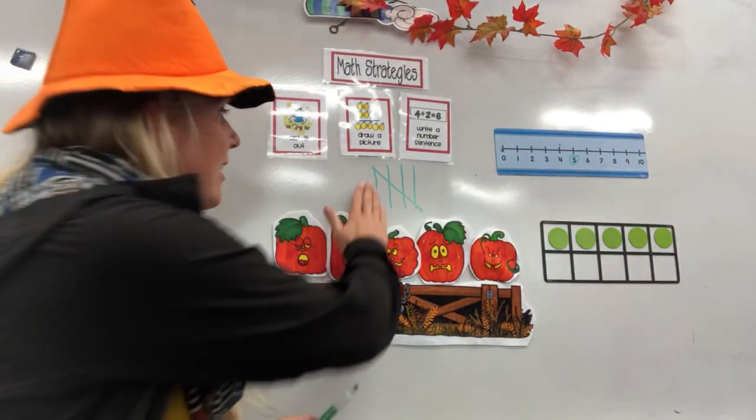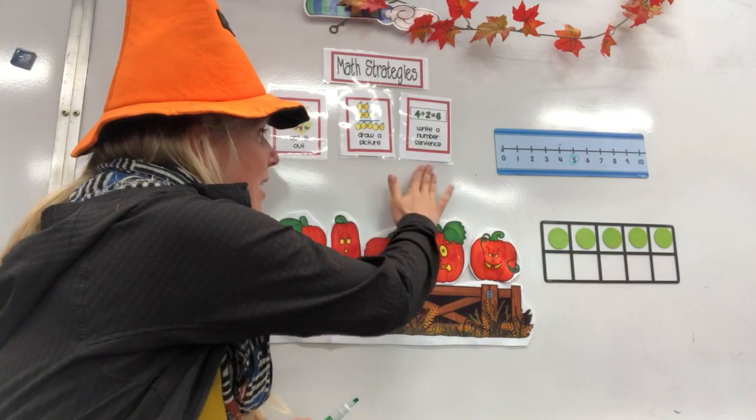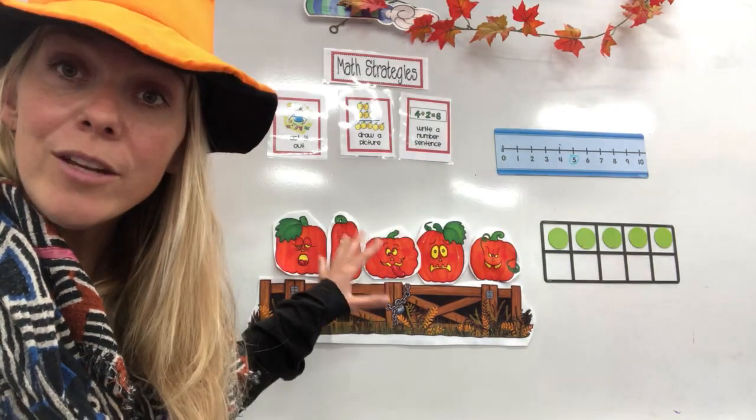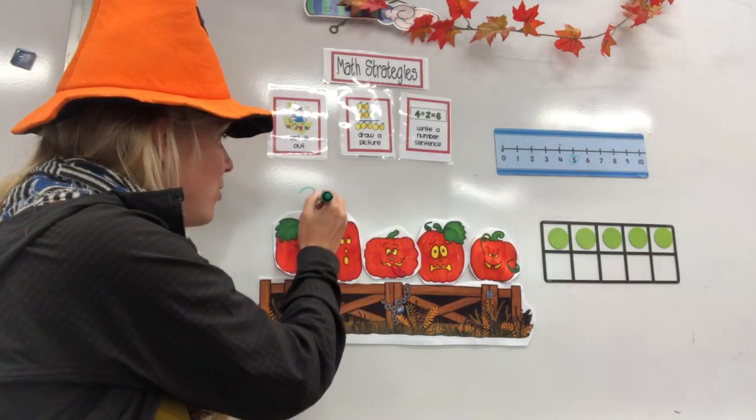So today we're going to sing a song about the 5 little pumpkins. And before we do, I'm going to label these pumpkins as we're doing kind of a drawing. You could draw them on your own.